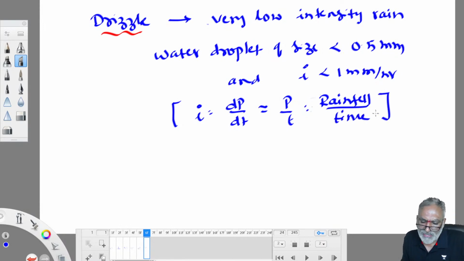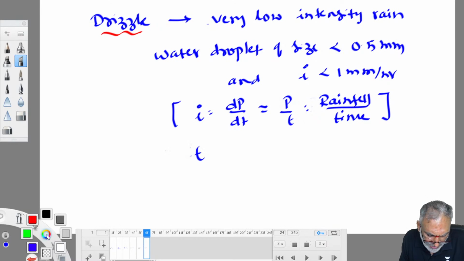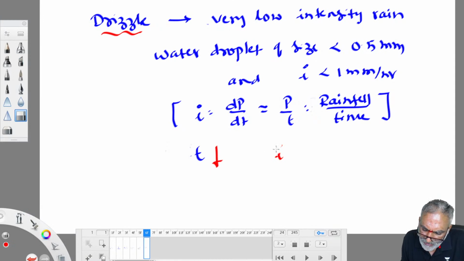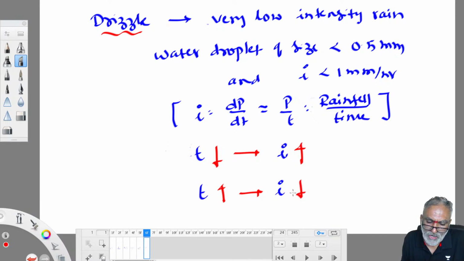So when the time duration at which it occurs is very high, intensities are very, very low. When rains occur for short period, then I value will be very, very high. When rains occur for long period, I value will be very, very low. Understood? So for long duration storms, I value will be very, very low. Understood now? So I is nothing but rainfall in a given time.